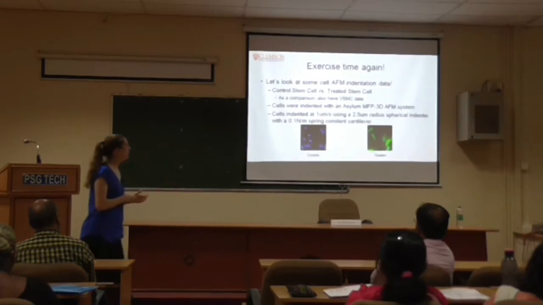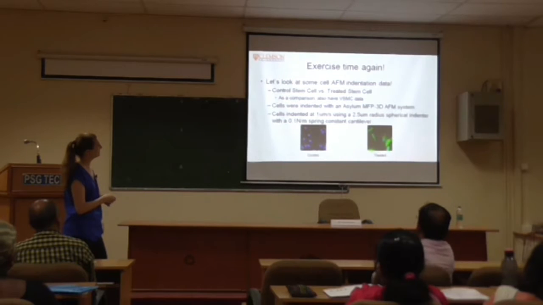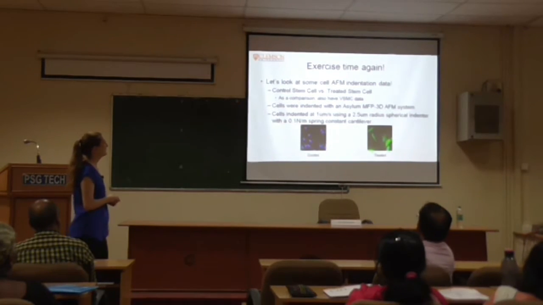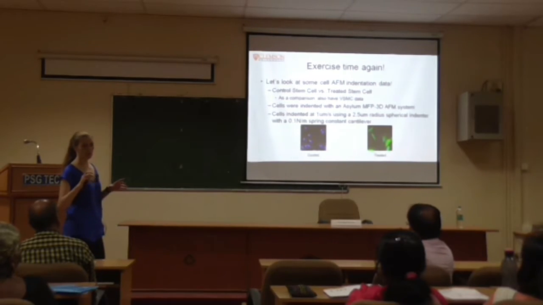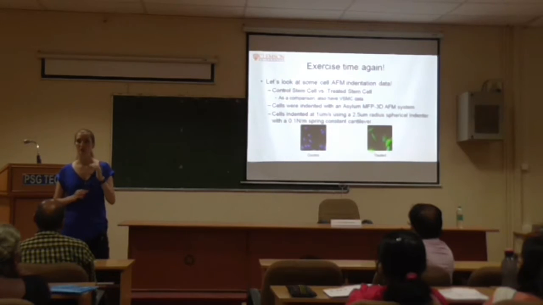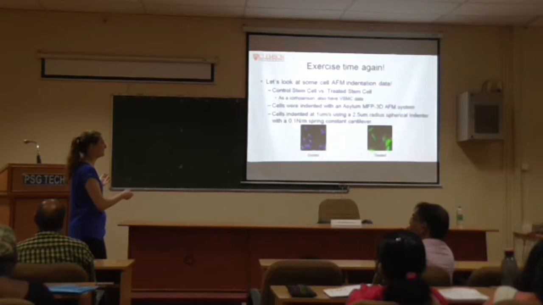We went at 1 micron per second. It's a 5 micron radius sphere, and the spring constant is 0.1 newtons per meter. I think those are all parameters that are in your notes, so make sure you have your notes with you when we go to the lab, because you'll need these numbers.